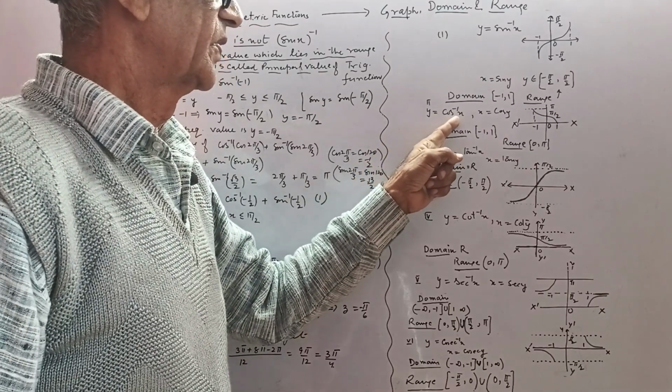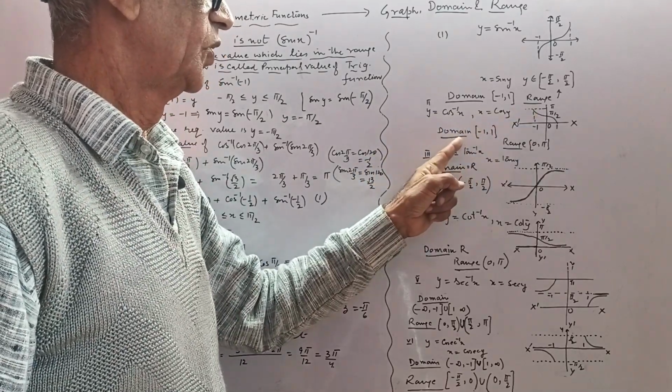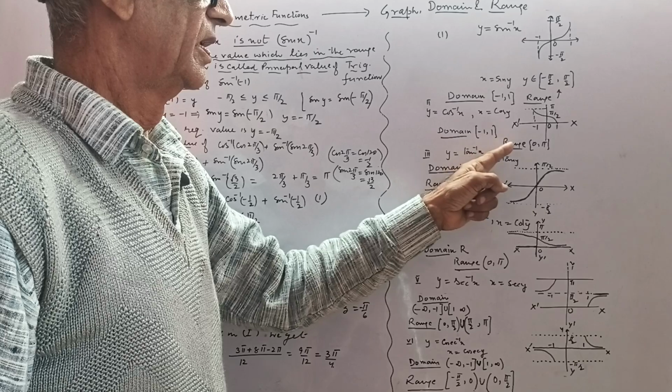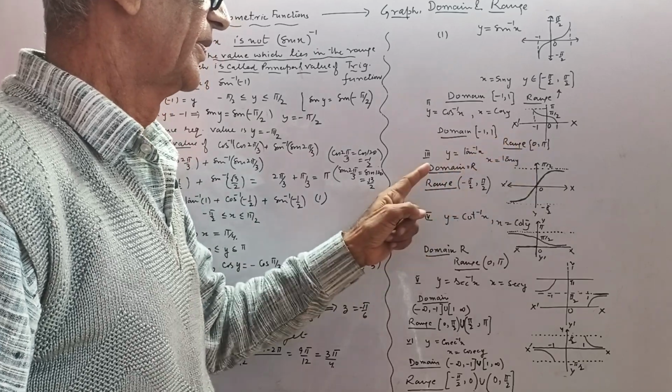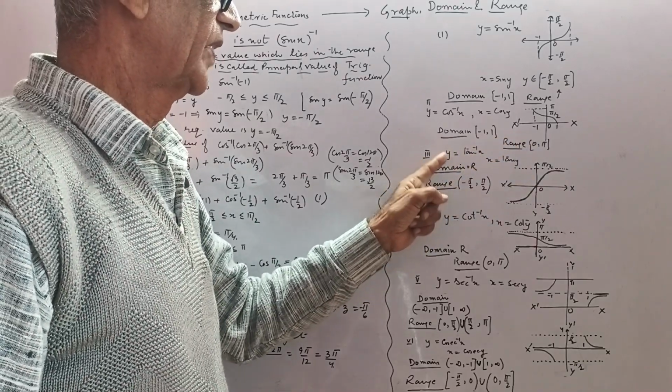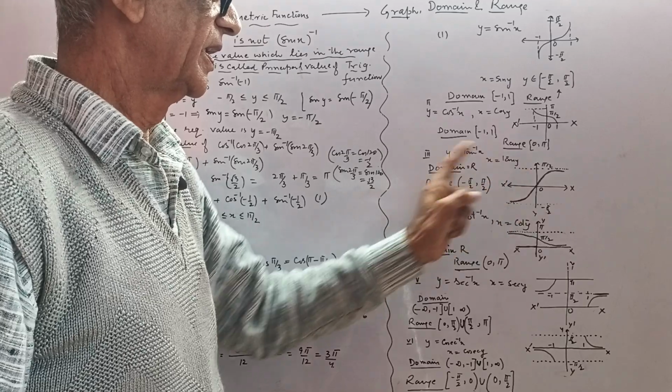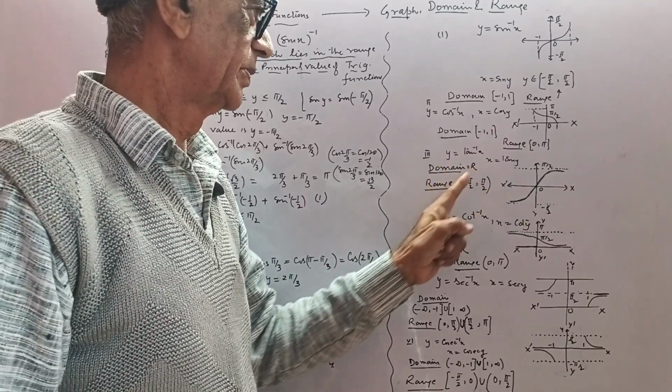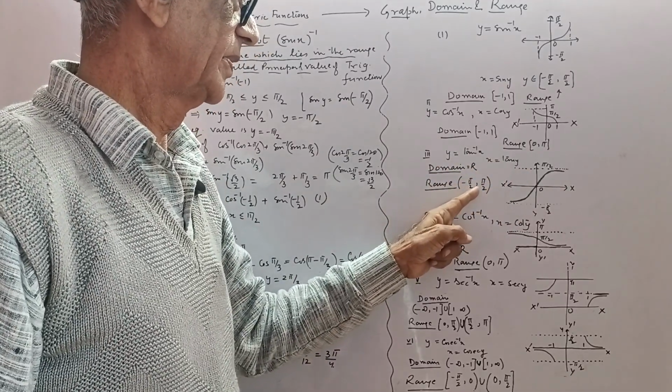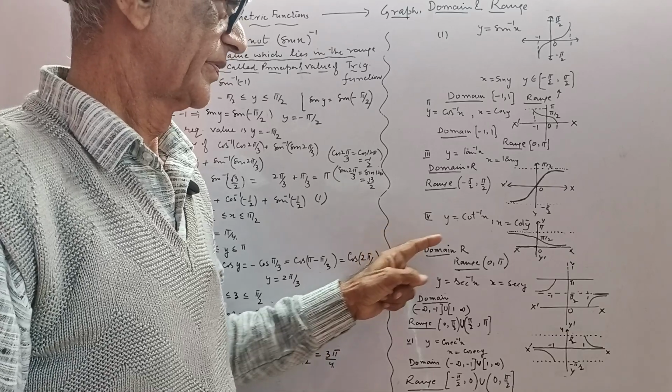Y is equal to cos inverse x. Here is the graph. Domain minus 1 to 1. Range 0 to pi. Now, y is equal to tangent inverse x. Here is the graph. Domain set of real numbers. Range minus pi by 2 to pi by 2.